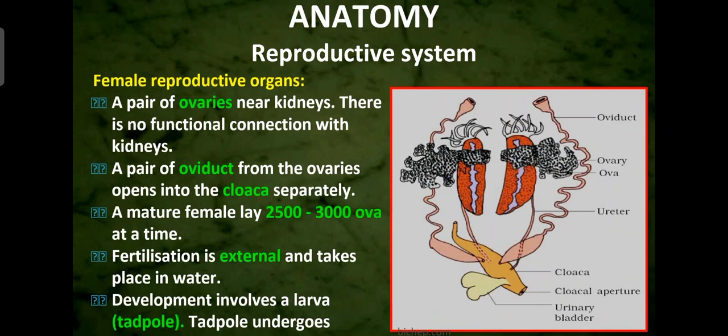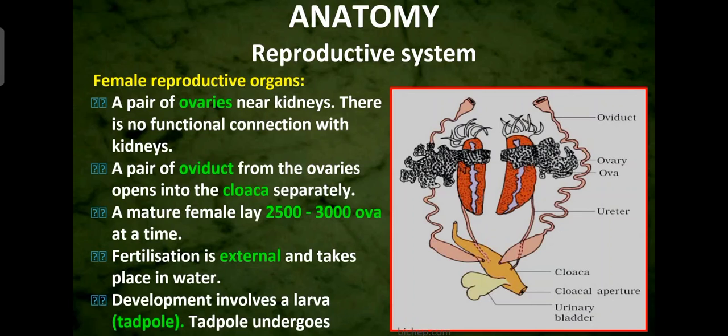Now the female reproductive system. So what are the organs of the female reproductive system? You can see here a pair of ovaries near the kidneys. So that black color structure you can see, a pair of ovaries are present near the kidneys, and in these ovaries the ova are present, that is eggs are present, that is the female gamete. Then there is no functional connection with the kidneys. So they are just present on the kidney, functionally they are not attached to the kidney.